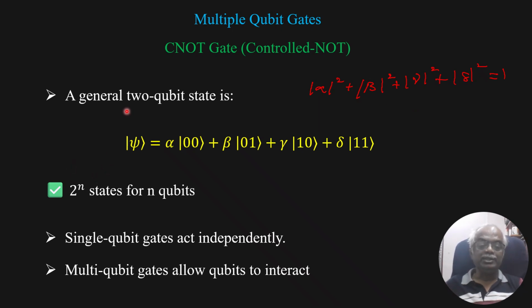Naturally, what will happen if there are more than 2 bits? You will have 2^n states for n qubits. Another important point is that single qubit gates act independently and multiple qubit gates allow qubits to interact, which we are going to see in detail in this lecture.